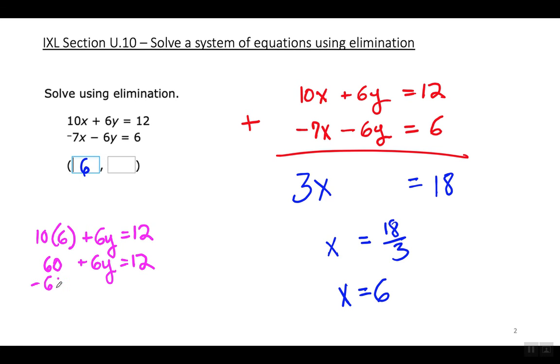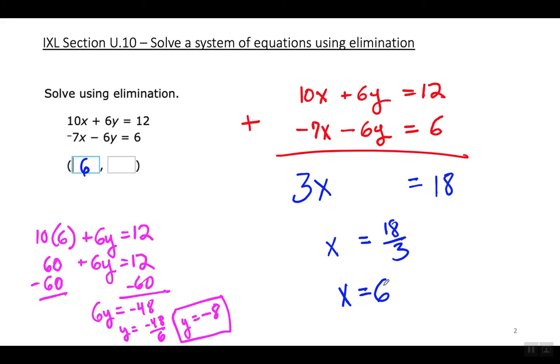Now I subtract 60 from both sides, and that's going to give me 6y equals negative 48. So y equals negative 48 divided by 6. So y equals negative 8. All right, so that's my answer for the y coordinate. And there I have my answer.